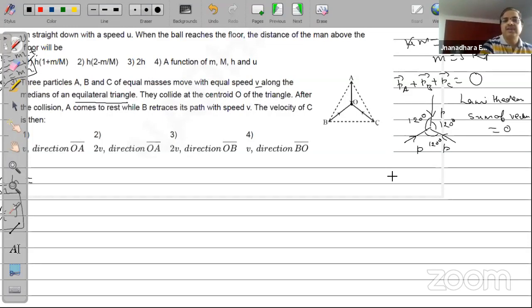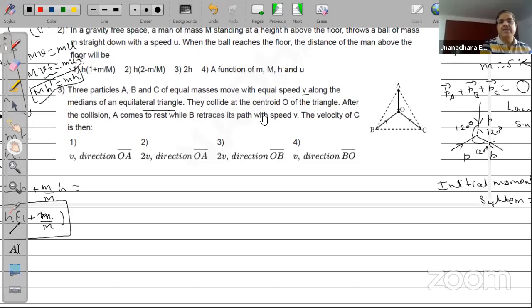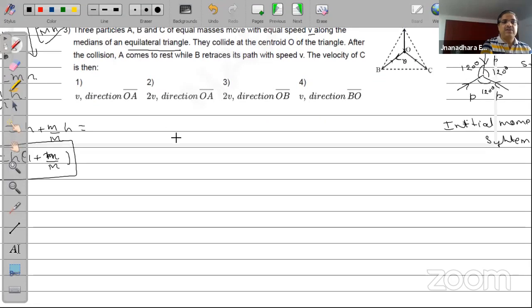So what you can say is the initial momentum of the system is 0. They collide at the center O of the triangle. After the collision, A comes to rest. Very nice. B retraces its path with velocity v. So B is coming back here with velocity v. A will come to rest, will not move at all. The velocity of C then is very interesting. Initial momentum is 0, right? If initial momentum is 0, final momentum also must be 0 according to conservation of momentum.